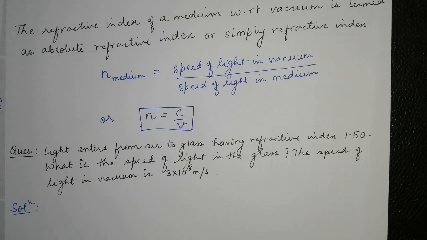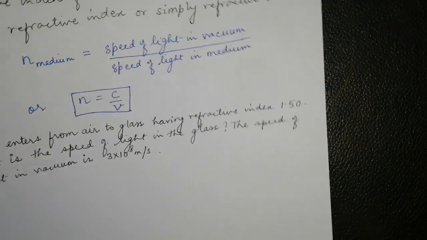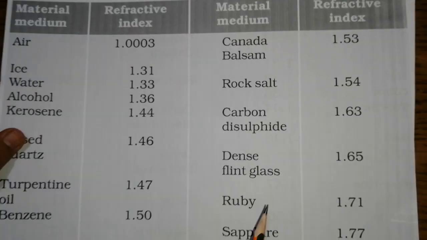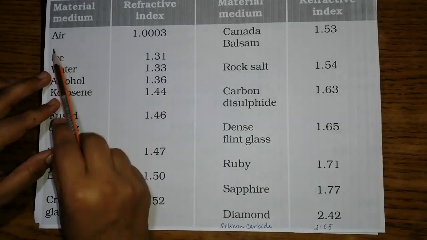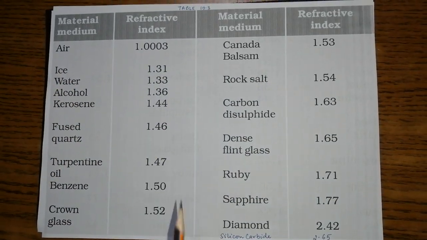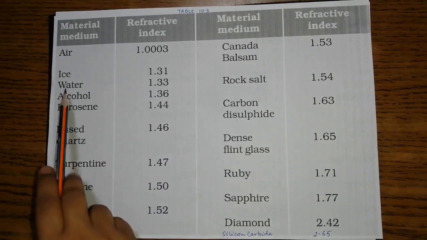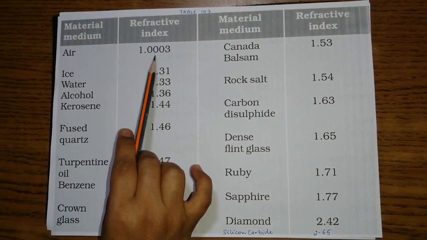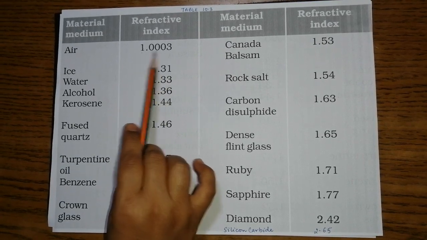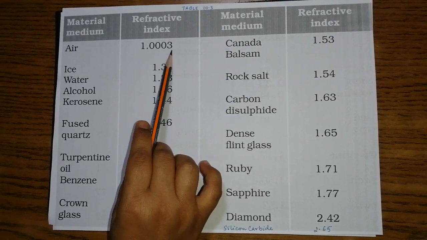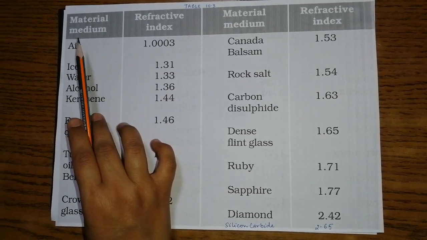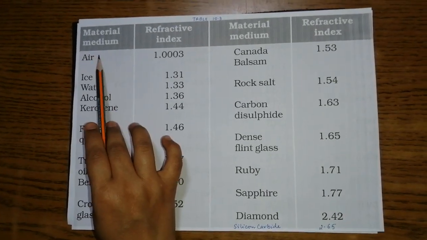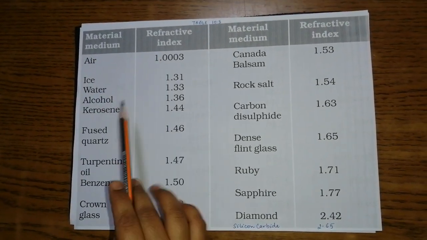But before I start with this question, I would like to draw your attention to this table which is already given in your NCERT textbook. This is table 10.3. Here the refractive index in various mediums is given. You can see here air has refractive index approximately equal to 1. It is 1.0003, which is very nearly 1. So the refractive index of air with respect to vacuum will be 1.